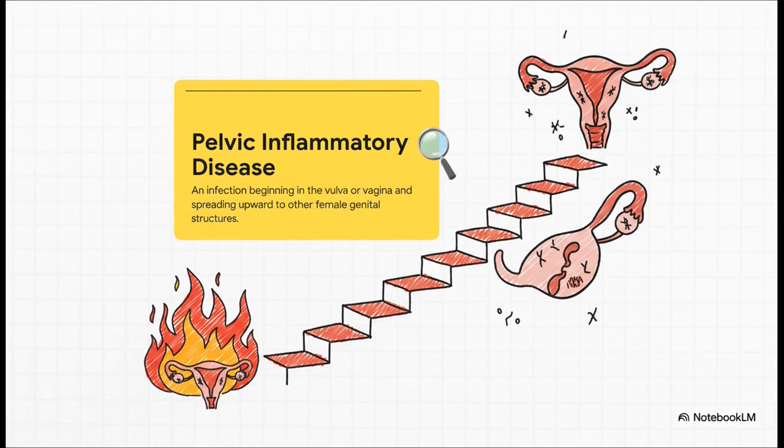Okay, next up, pelvic inflammatory disease, or PID. This is a very, very important topic. PID isn't just one simple infection in one place. No. Think of it as an infection that starts low, down in the vulva or vagina, and then it spreads upwards. It climbs up into the uterus, the fallopian tubes, even the ovaries, causing a lot of damage along the way. It's a major ascending complication.